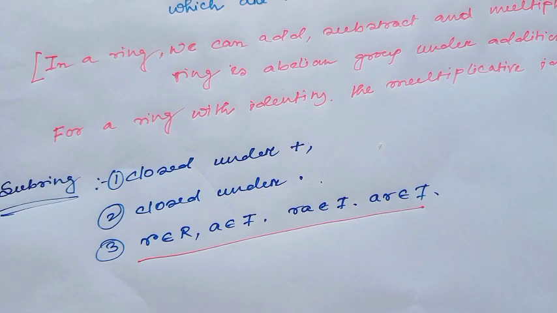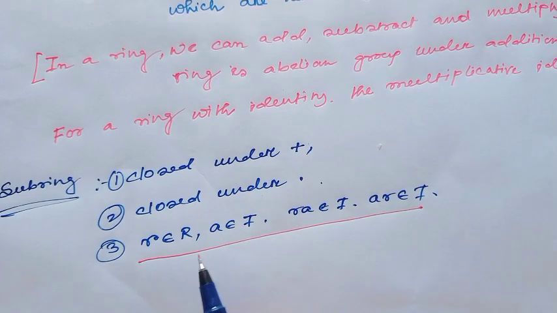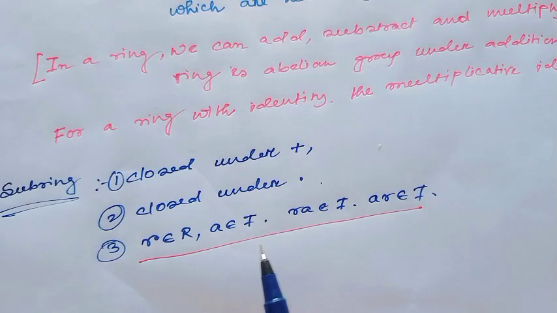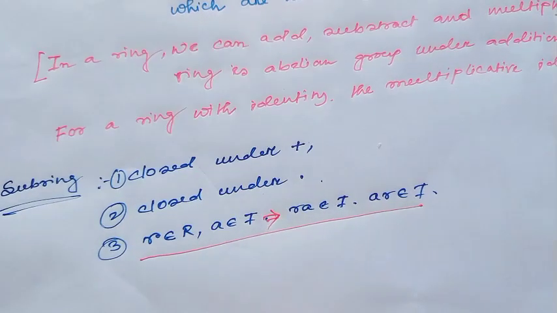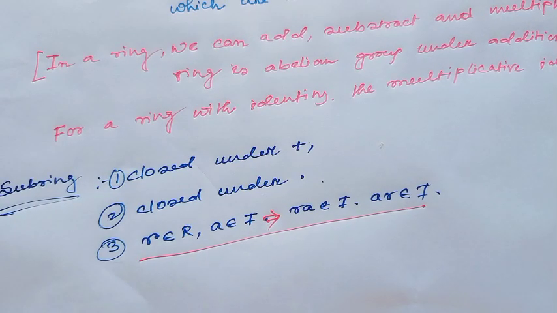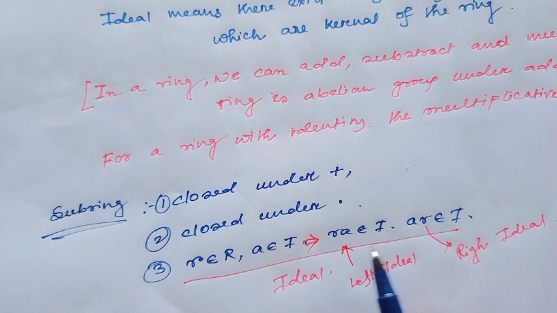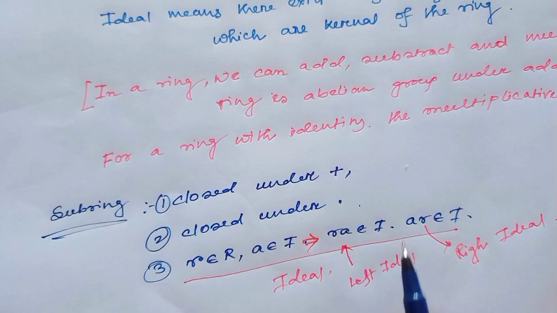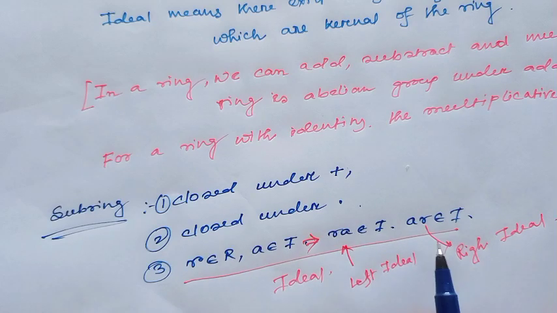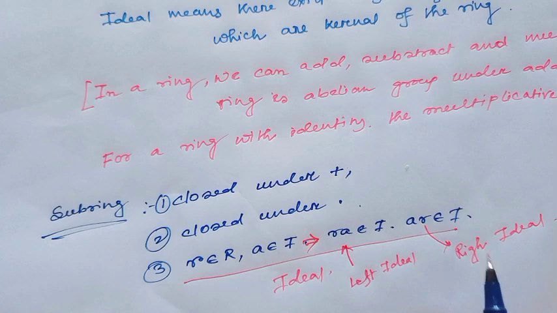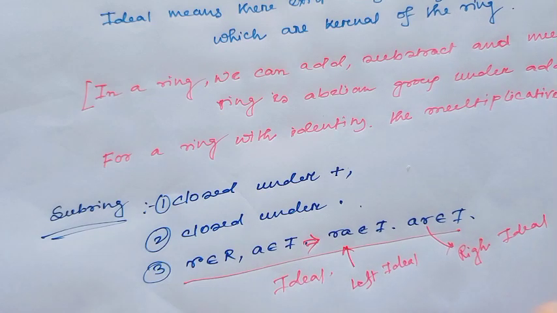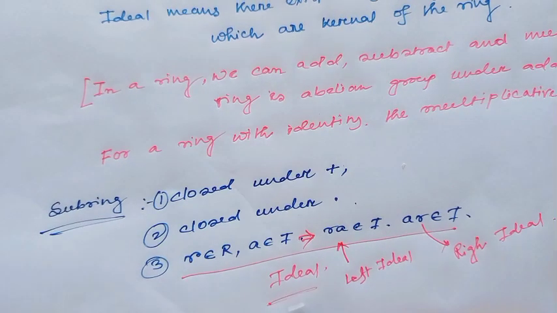Obviously an ideal is closed under addition and closed under multiplication, but the stronger condition is: if r belongs to the ring and a belongs to the ideal, then ra belongs to the ideal and ar belongs to the ideal. If ra belongs to the ideal, it is a left ideal, and if ar belongs to the ideal, it is a right ideal. When left ideal and right ideal are both satisfied, then it is an ideal.